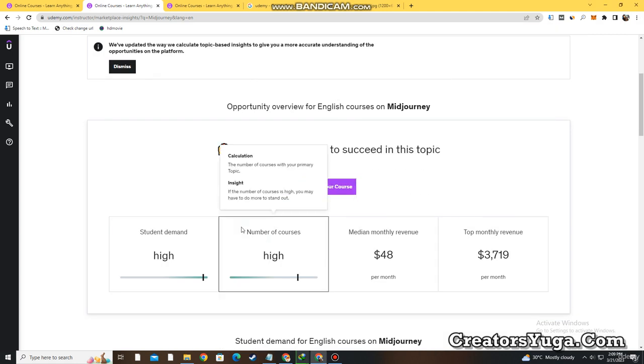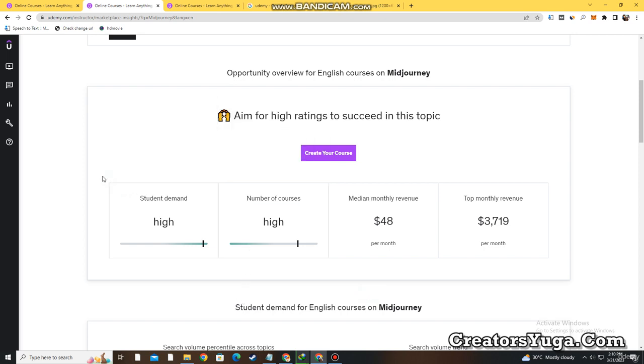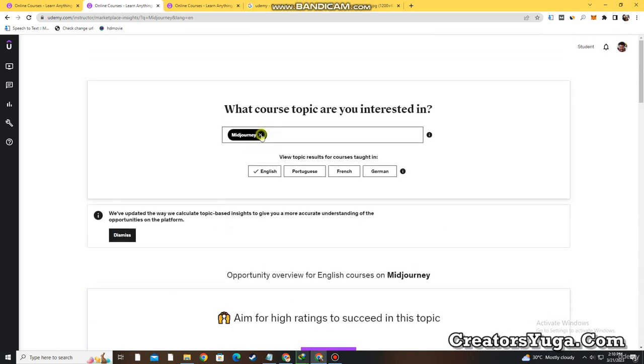Approximately 1 month ago I checked these results. Here I saw the number of courses was very low, but after 1 month the number of courses became higher. So you have to make a course in a hurry. At this particular point we can't rank. Actually we can rank, but it could be very difficult for us. So let's try another topic.